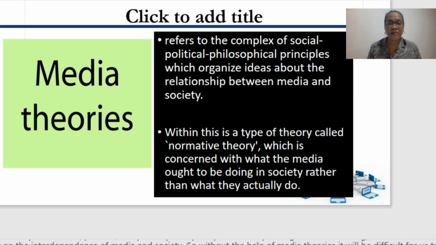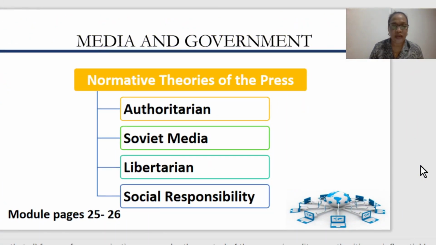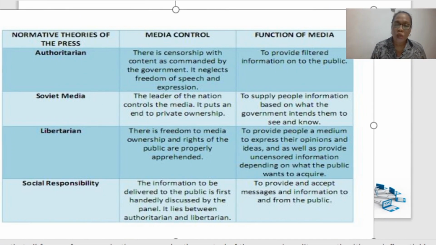So normative theory is concerned with what the media ought to be doing in society rather than what they actually do. So under the normative theories of the press, we have authoritarian theory, Soviet media theory, libertarian theory, and social responsibility theory. So when we say authoritarian theory, there is a censorship with content as commanded by the government.